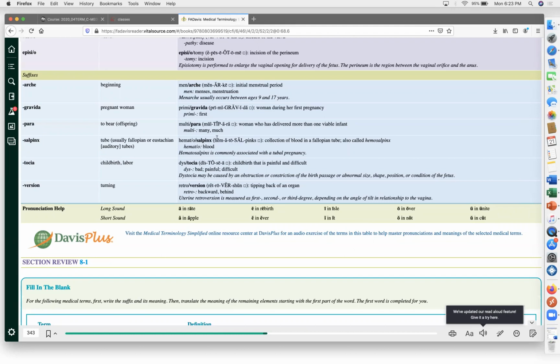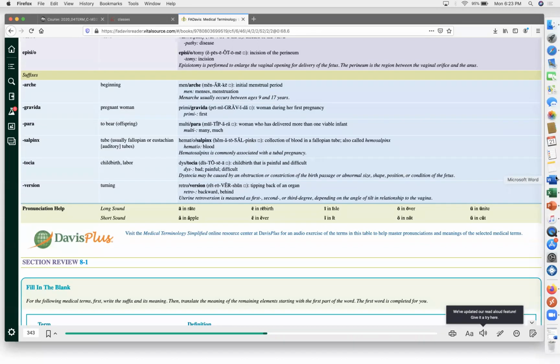Hematosalpinx. Hemat, blood. Salpingo or salpinx, that's your fallopian tubes. Now, the picture that you saw regarding your fallopian tubes, it looks like a pretty big tube, but in real life, it's like 1.5 millimeters wide. So anything in there, like a baby or blood or bacteria, is way too much, and it will block it and will cause infertility issues. Dystocia is the state or condition of abnormal or painful delivery or childbirth.